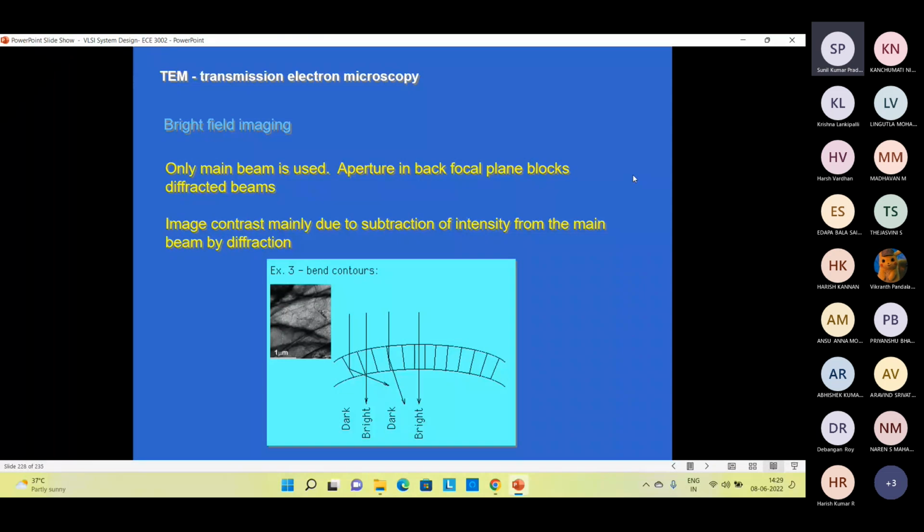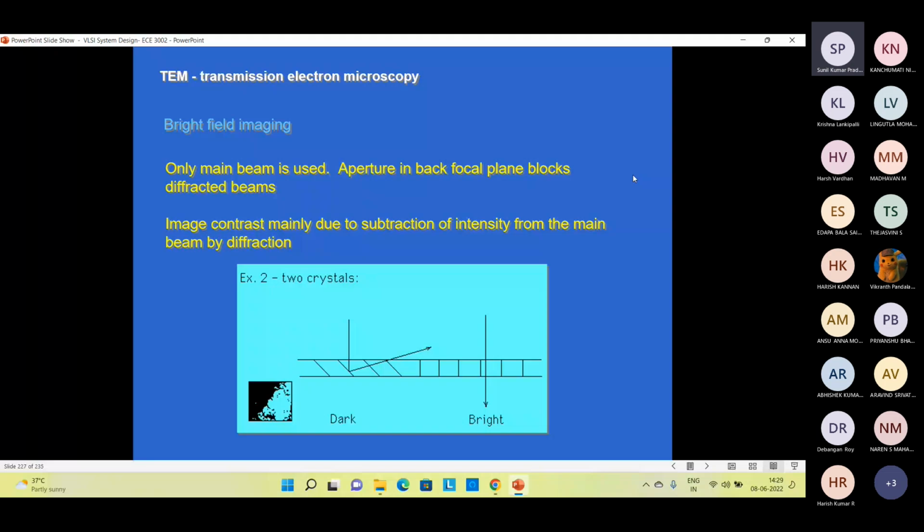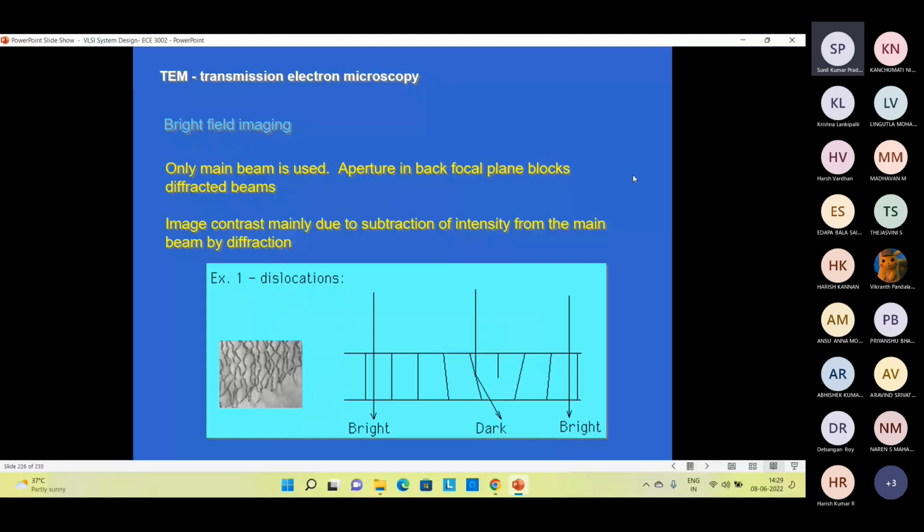This is actually our bright field imaging. Only the main beam is used, and an aperture in the back focal plane blocks the diffraction beam. The image contrast is mainly due to subtraction of intensity from the main beam by diffraction. This is the way we can see the images. Also, we can see the dislocation image contrast due to subtraction of intensity from the main beam diffraction. So these are examples of dislocation.